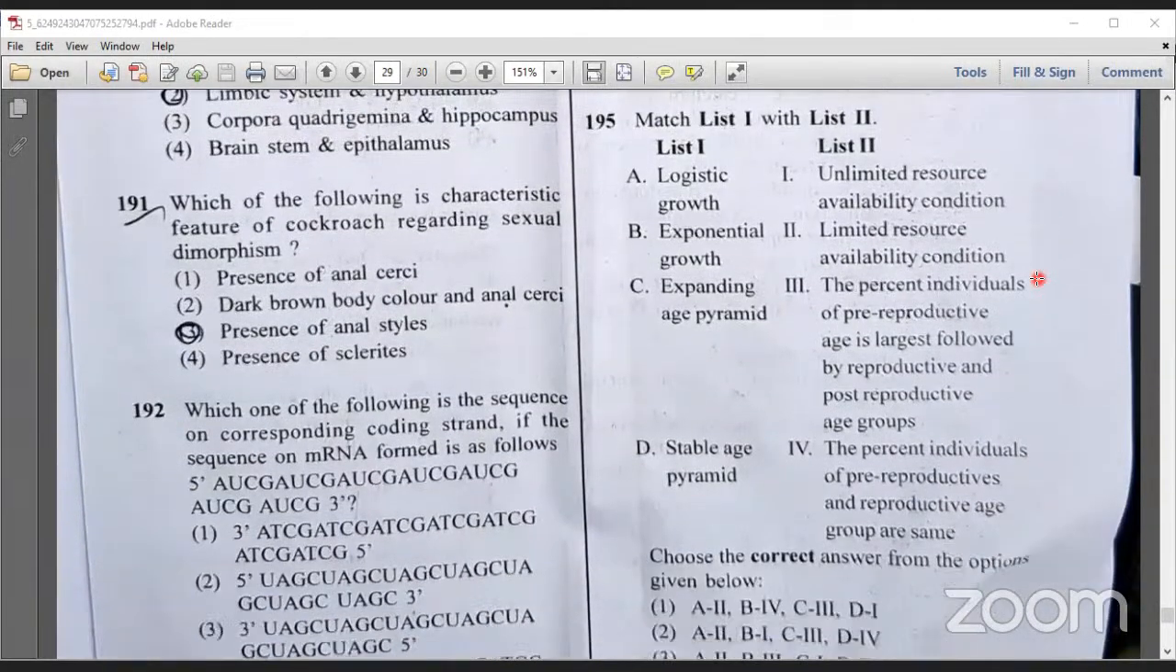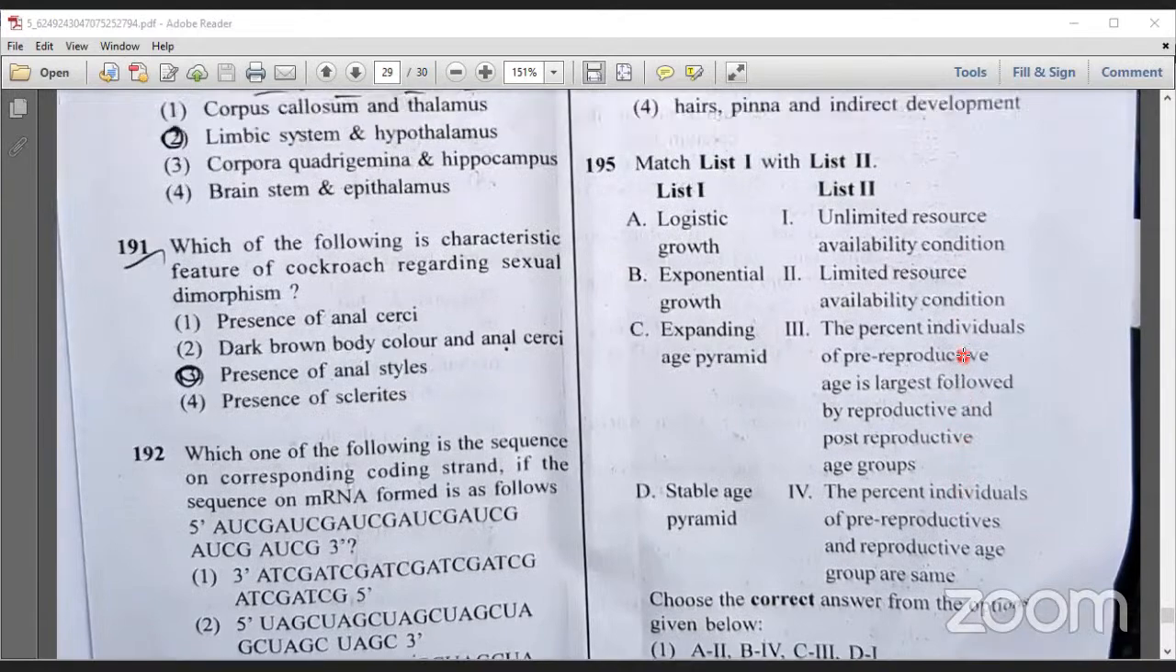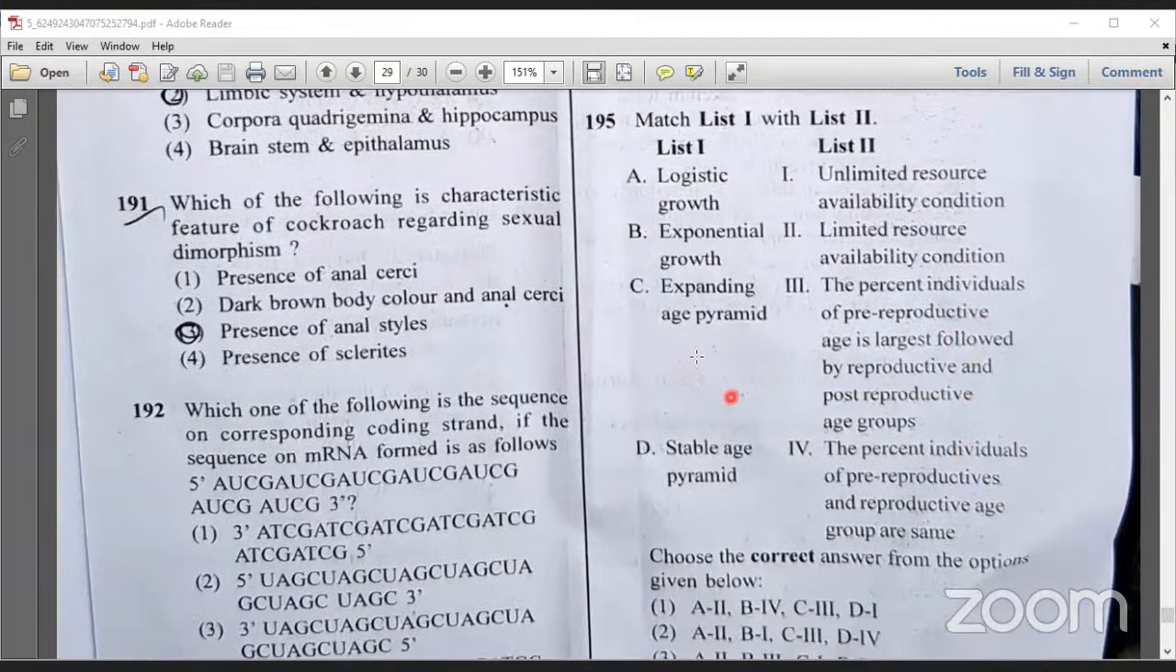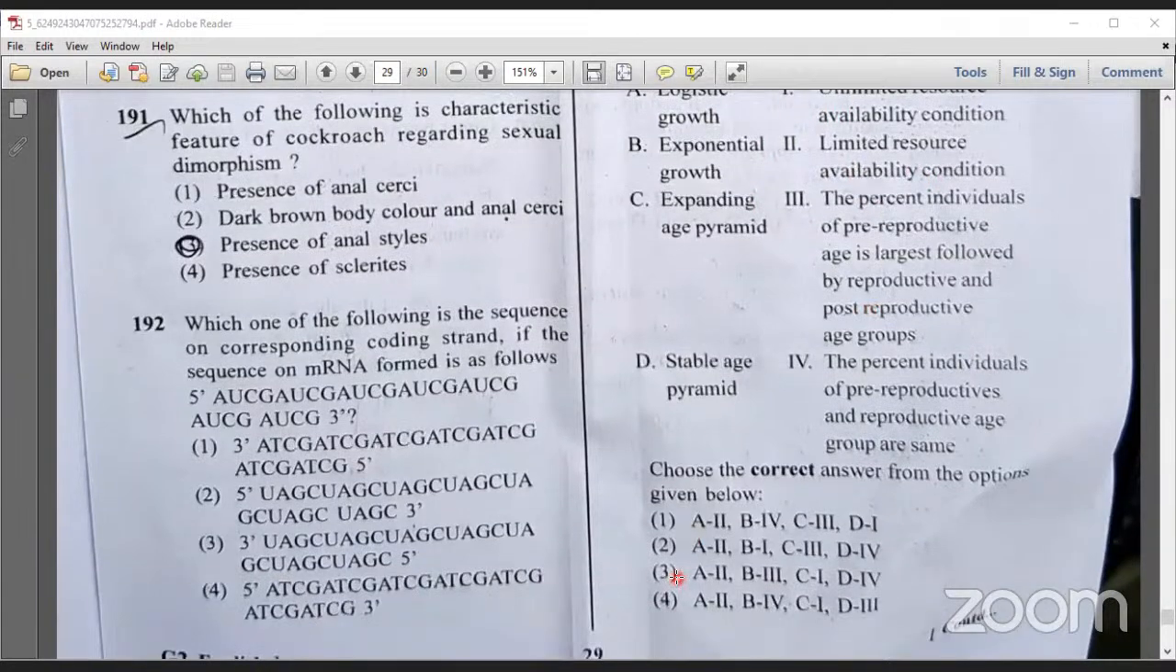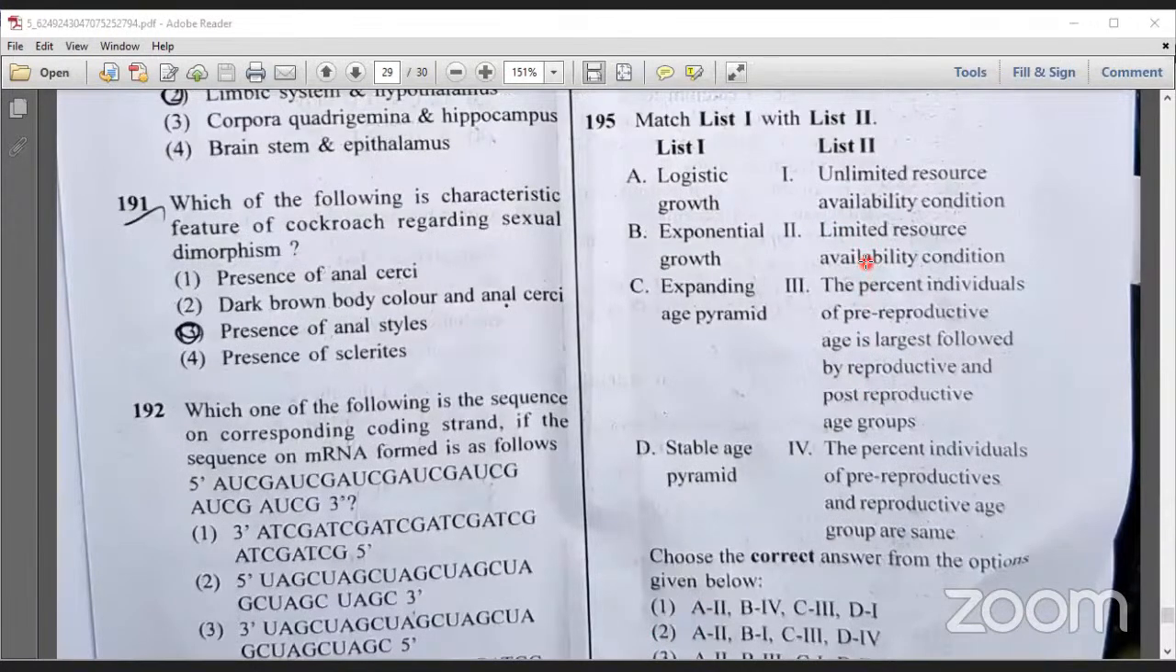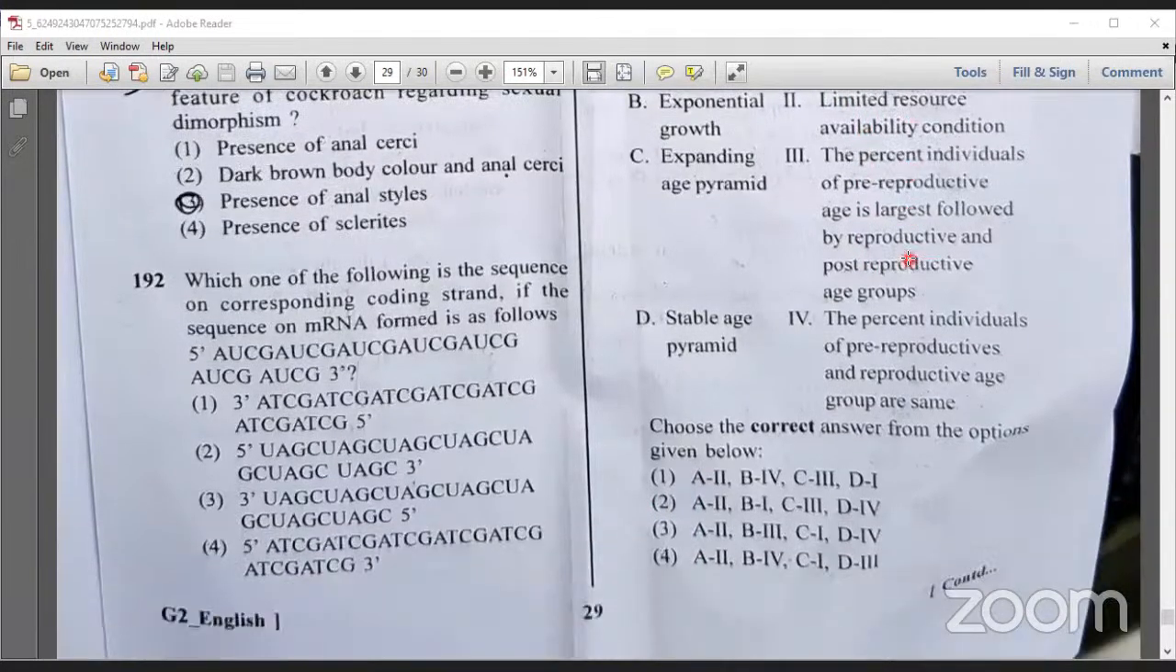And 195, we are supposed to match the growth with its feature. 195, A, logistic growth. We will see limited resource availability will be there. So no, resources are not unlimited. It is unlimited in exponential growth. So B1, I guess you got the answer here. B1 is exponential growth to unlimited resource availability condition. You got the answer there.